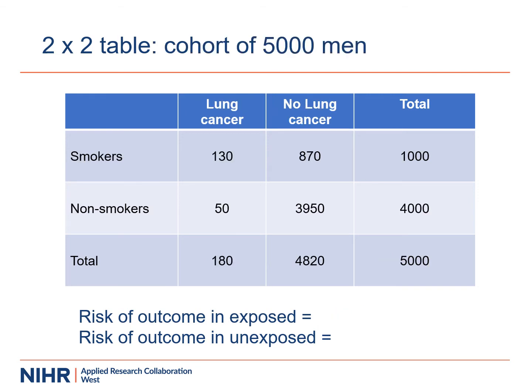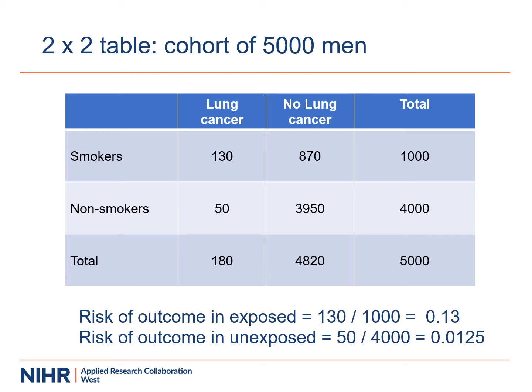Here we have a hypothetical example considering the association between smoking and lung cancer, which will hopefully make it all a little bit clearer. So here we have smokers as our exposed group, and non-smokers as our unexposed group, and lung cancer as our outcome of interest.